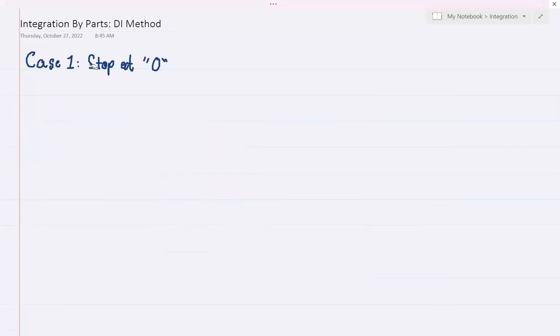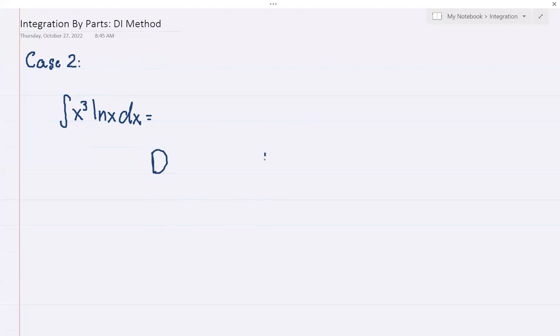So for your second case, let me write this one first. Let's just say we have a problem, which is the integral of x cubed times ln of x. Let's get the integral for this one. So as always, we will have DI, and remember for your D, there's positive, negative, positive, and negative, and so on and so forth.